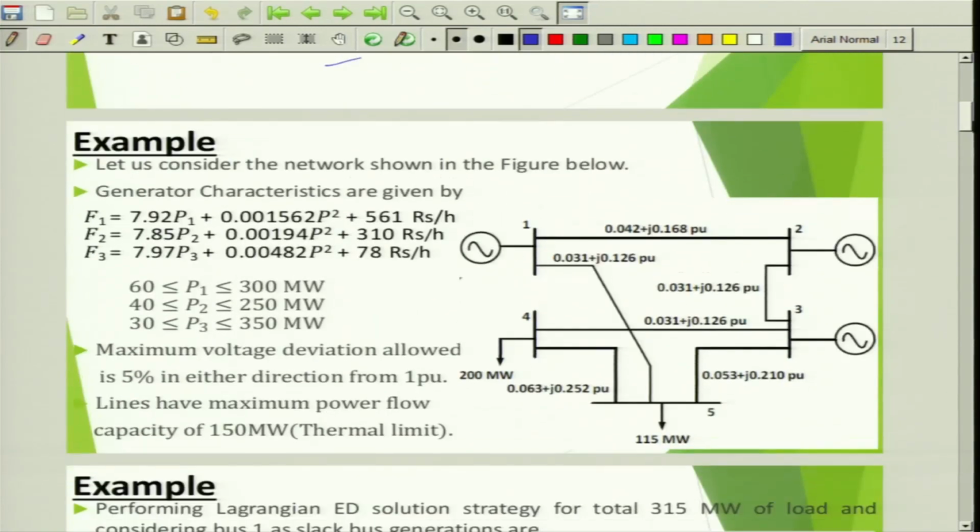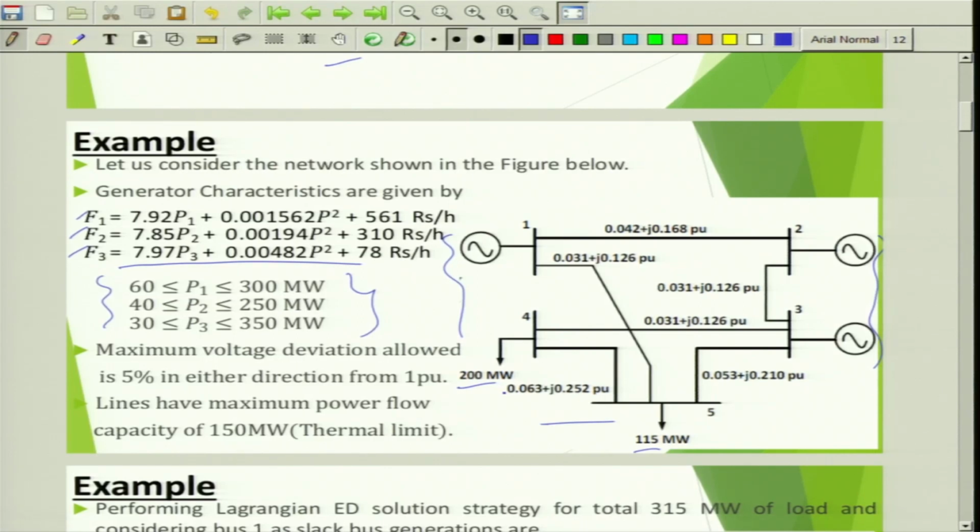Take an example. Let us say this is a network, there are 3 generators which together supply a total load of 315 megawatt, and there are certain line impedances which have been given here. The generator characteristics are quadratic and are given, and there are certain limits for each generator. And there is a network constraint which is also imposed.